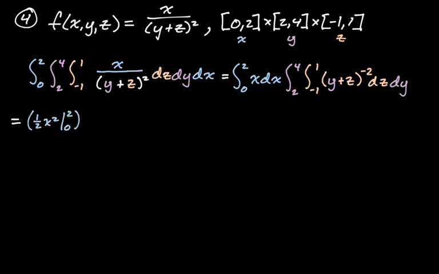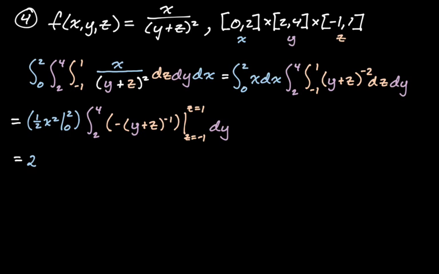So that'll be 1/2 x squared from 0 to 2. Now we have to actually integrate here with respect to z, right? We have y plus z to the negative second dz. That's just reverse the power rule. So it'll be negative quantity y plus z to the negative first from z equals negative 1 to z equals positive 1. So 2 to 4, quantity negative quantity y plus z to the negative first. Remember, reversing the power rule. Z is negative 1 to z is positive 1. In the next step, 1/2 x squared. So it's 1/2 of 4 minus 0, which is just 2.